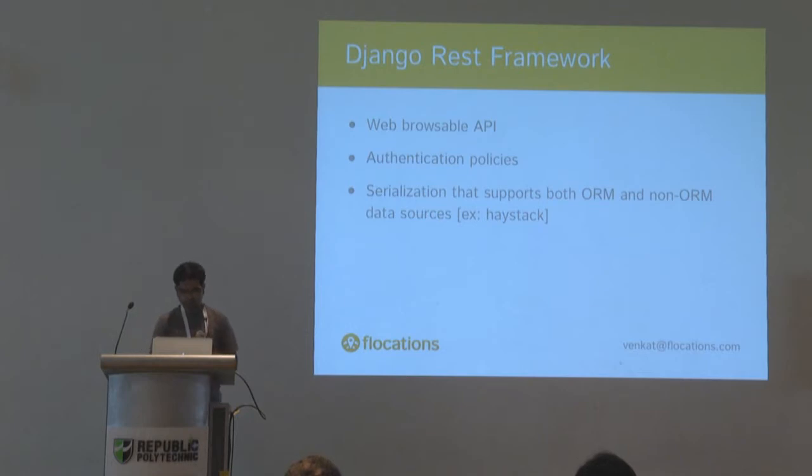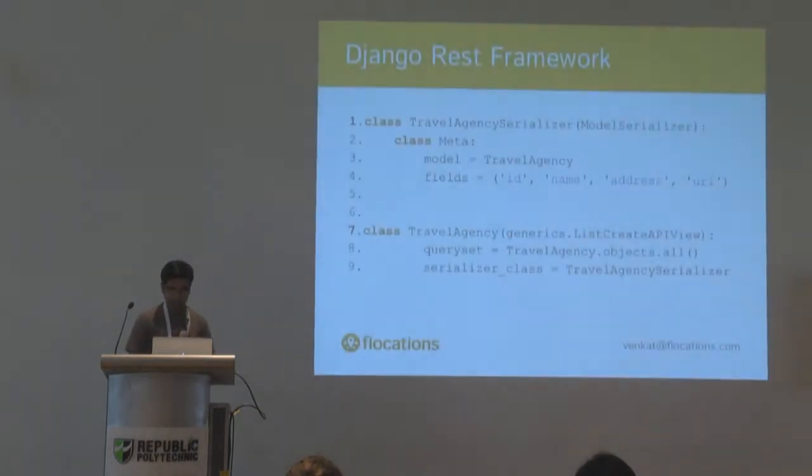And the next one is a simple example. If you see line numbers 7, 8, 9, in just 3 lines you get the paginated travel agency list API. As per line number 8, the queryset is set, so you just get all the data that you want to show as an API, and you pass the serializer class.